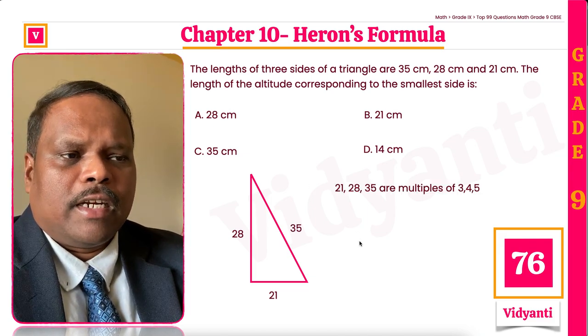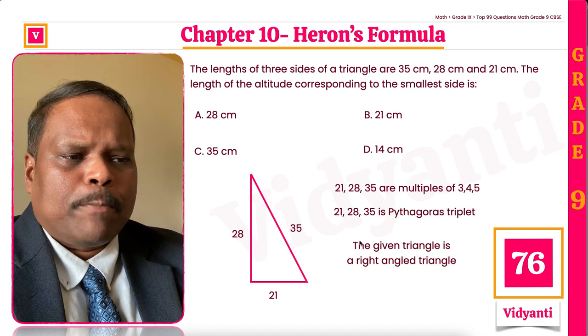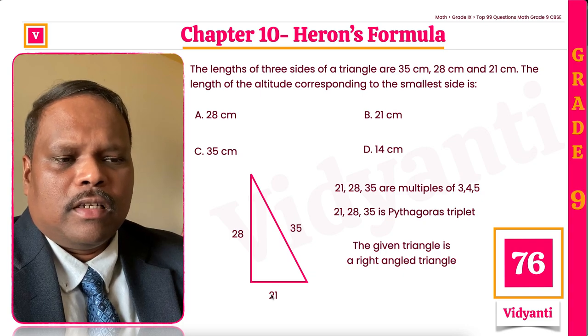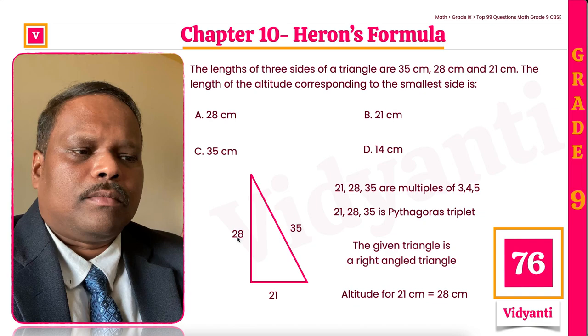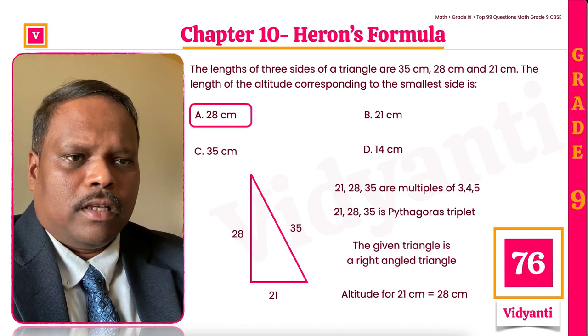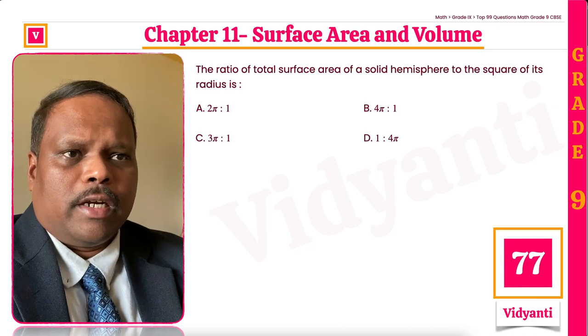So this is the right angle triangle, and they want this thing. Now we want altitude corresponding to the smallest side. Smallest side is 21, the altitude will be 28. If you know the concept of Pythagoras and triplet, well, this question is nothing. Otherwise this will become complicated. Let's go to chapter 11.